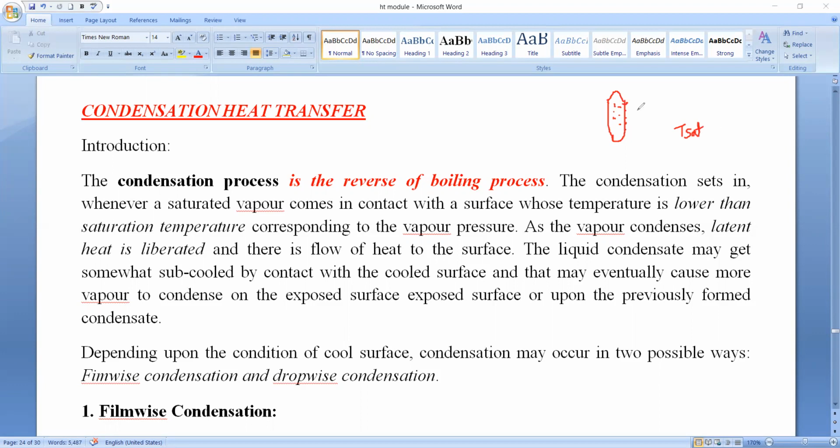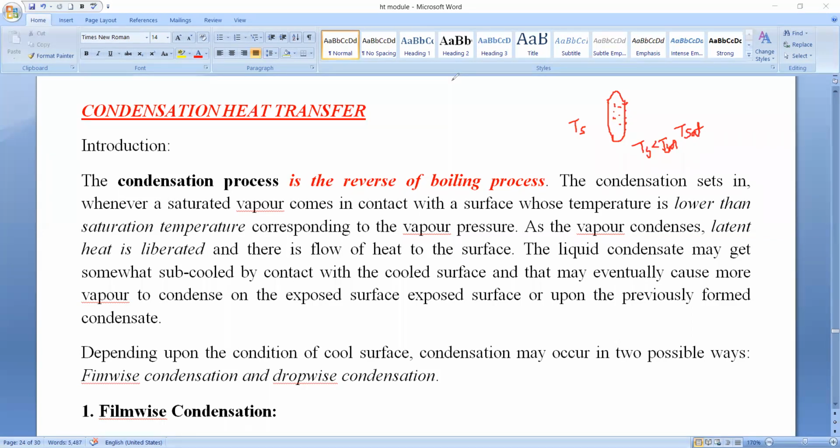When the water vapor comes into contact with the surface whose surface temperature is Ts, let us assume the surface temperature of the bottle is less than the saturation temperature of vapor. What we are assuming, the surface temperature of the bottle, that is Ts, is less than the saturation temperature of vapor. So that's why the vapor loses its latent heat to the bottle surface, thereby changing its phase from vapor state to the liquid state. So this process in general is known as the condensation process.